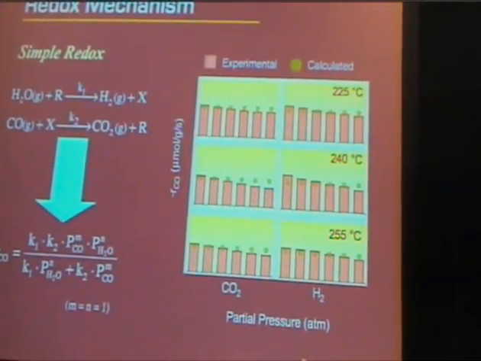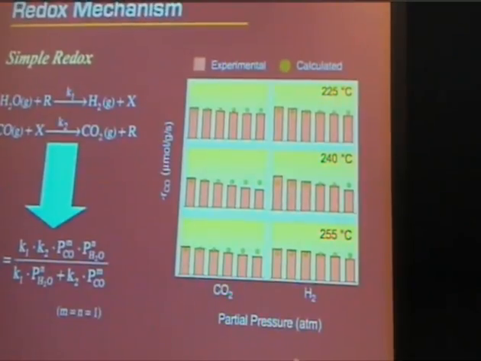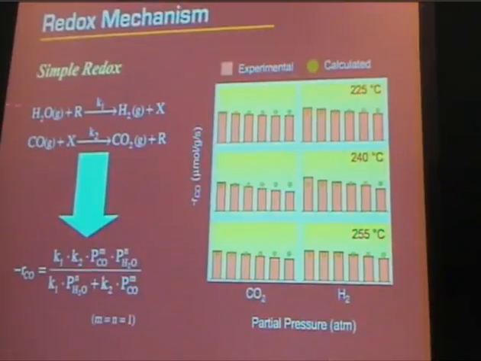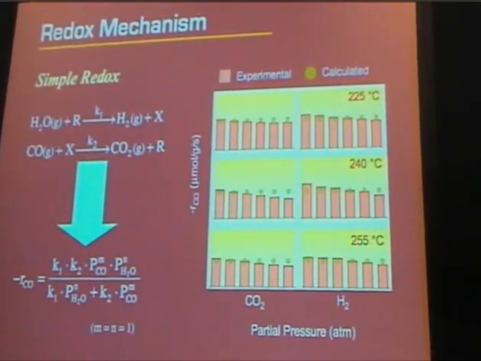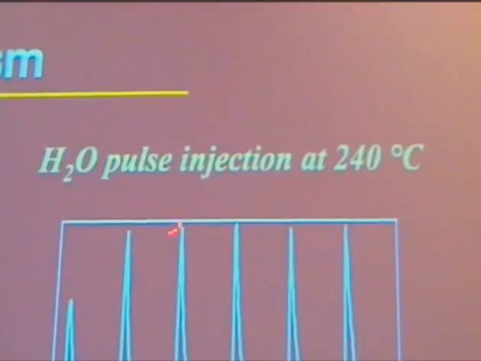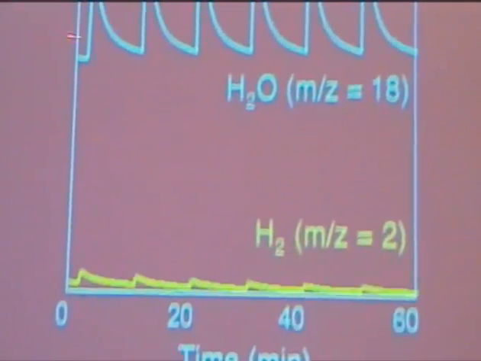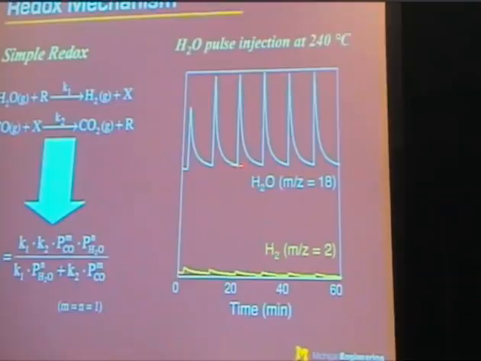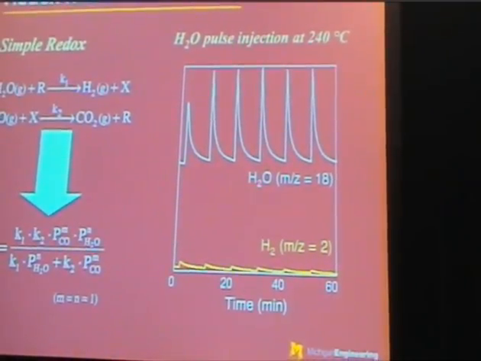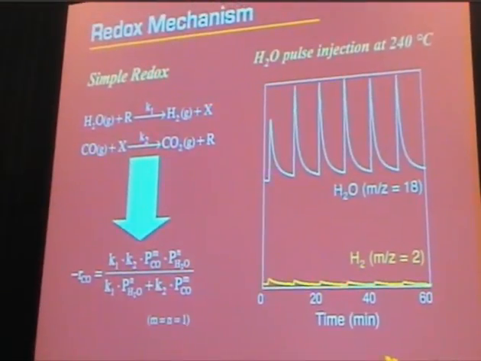it might not follow the redox mechanism. There's another piece of evidence. As you can see in this reaction pathway, if the water dissociates on the surface and we inject a small amount of water, it probably has to release some hydrogen from the surface. So we first injected a tiny bit of water at 24 degrees Celsius. But as you can see, as we pulsed the water, the mass spectrometer showed that no hydrogen was produced from the surface, which means the water does not dissociate on the active surface.